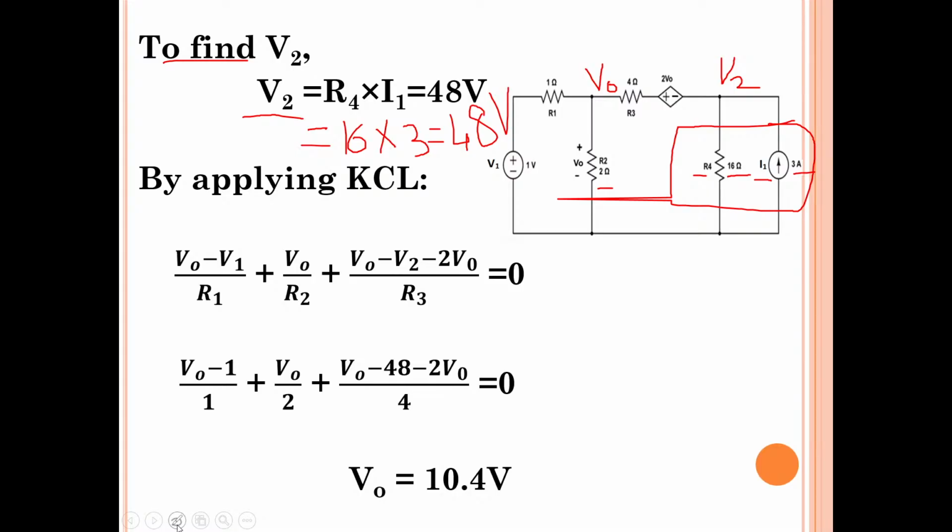So V0 and V2. We have just determined V2. I hope you have understood how to determine V2. V2 is equal to 16 into 3, and you will get the V2 value, which is 48.